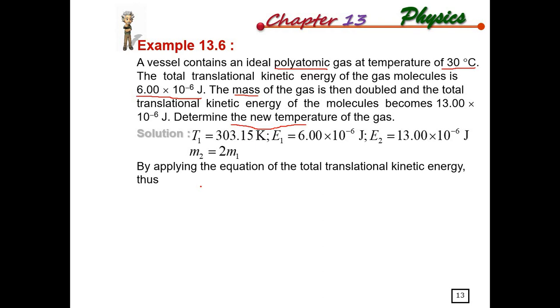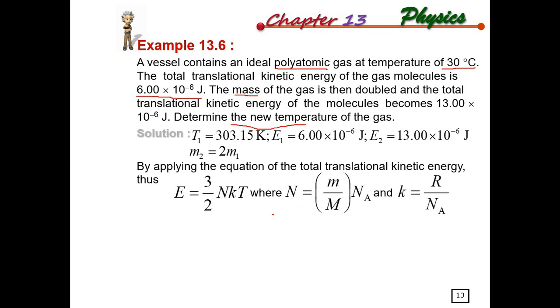So by applying the equation of total translational kinetic energy, E equals 3/2 NkT. And we know that N, the number of molecules, equals the mass over molar mass times N_A, which is Avogadro's number. Then we put the equation here: E equals 3/2 times m over M, capital M, times N_A, the Avogadro number, and times R over N_A of T.